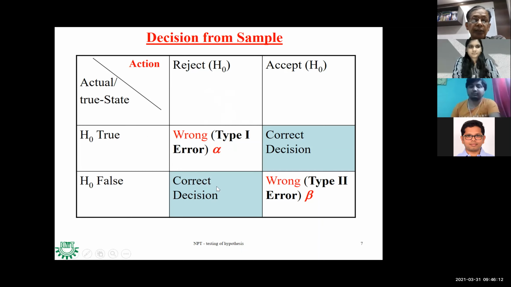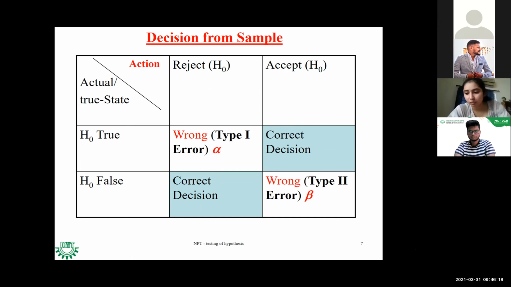Third situation here. Can you see how we may arrive at this type of situation? Sir, the hypothesis we rejected and the population is not so good. Sample is bad, population is also bad. So you are correct in rejecting a bad thing.